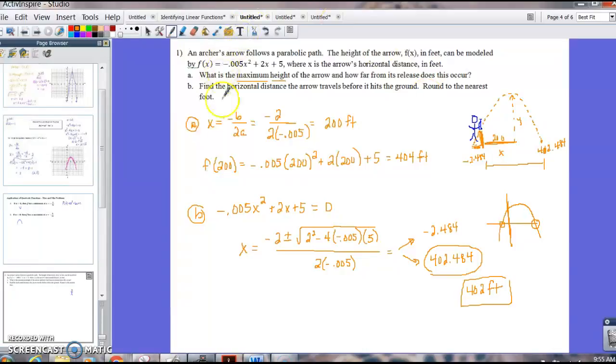So again, all we're doing in the first part is finding negative b over 2a, and then plugging that value in to find the maximum height and to find the distance at the maximum height. And in part B, we're finding the horizontal distance, and to do that, all we have to do is set our function equal to 0 and solve for x.